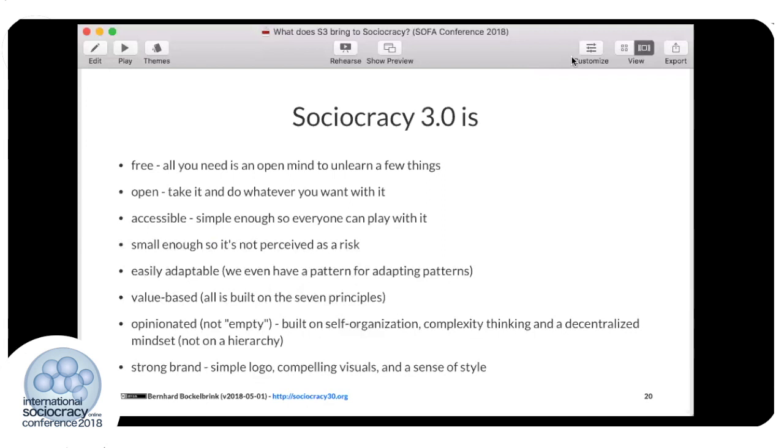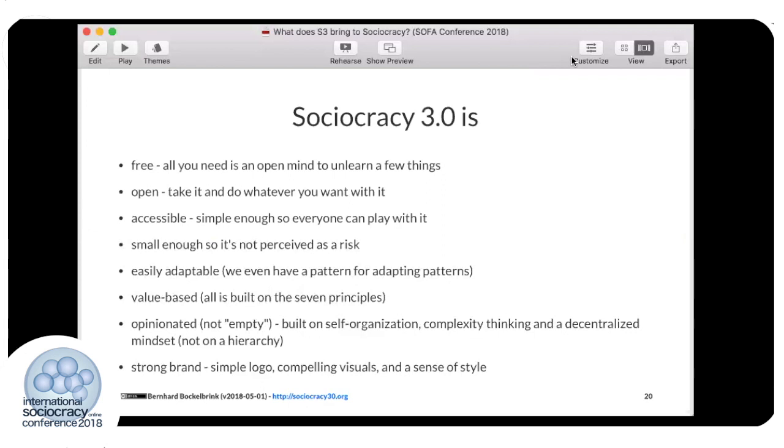Both as a perceived risk, so people say this is too big, let's not do this, and also a real risk, because it's just a small change and a small experiment. You can easily adapt it. We even have a pattern that tells you how to adapt patterns. It's value-based because we have these seven principles that are underlying all these patterns.